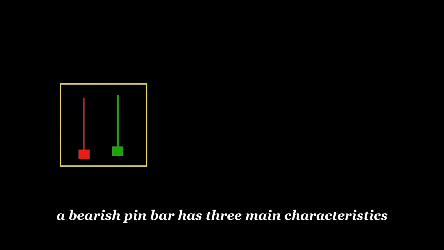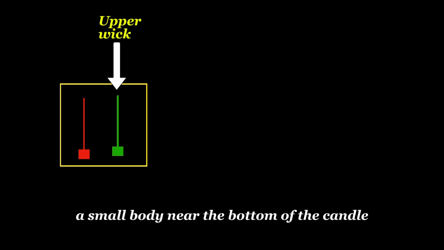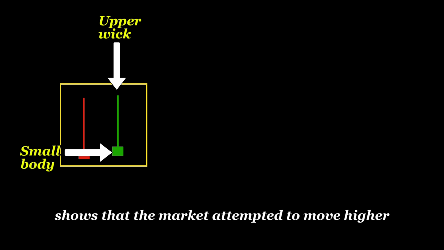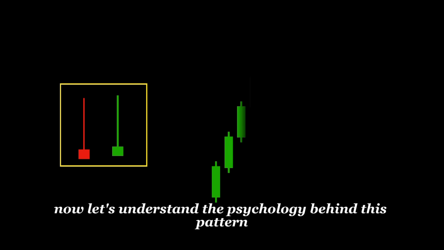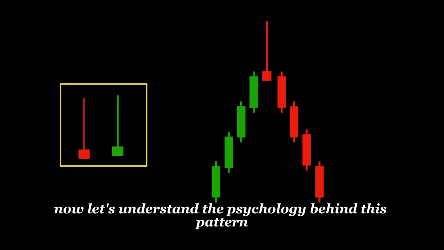A bearish pin bar has three main characteristics: a long upper wick, a small body near the bottom of the candle, and little or no lower wick. The long upper wick shows that the market attempted to move higher but was strongly rejected before the candle closed. Now, let's understand the psychology behind this pattern.